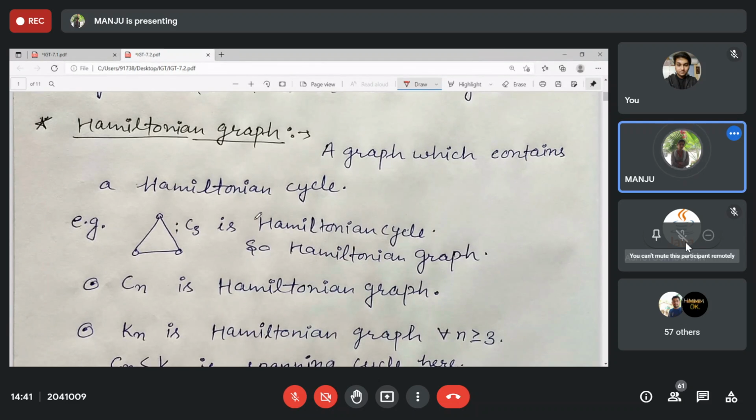In Kn, which Hamiltonian cycle exists? Cn, right? So all Kn are Eulerian. Is it true?